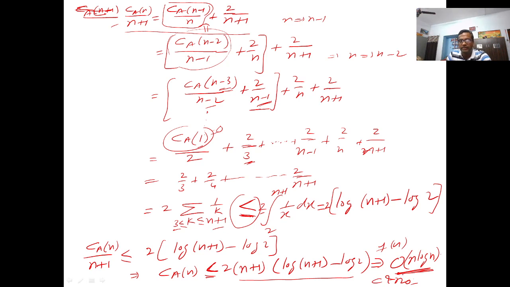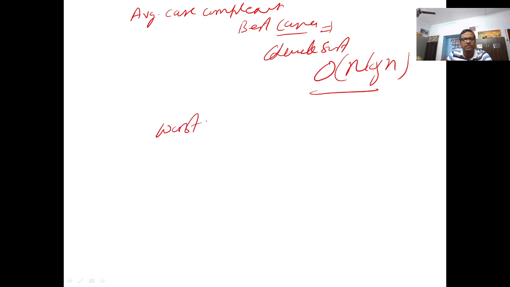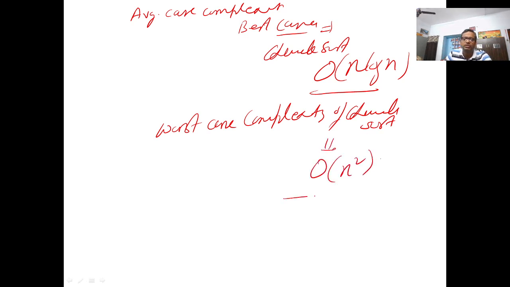So we can say that the average case complexity, or you can also say the best case also, because there is no actual best case of quicksort, best case complexity of quicksort will be of the order of n log of n, while the worst case complexity of quicksort is of the order of big O of n square. So this is the complexity analysis of your quicksort. Thank you.